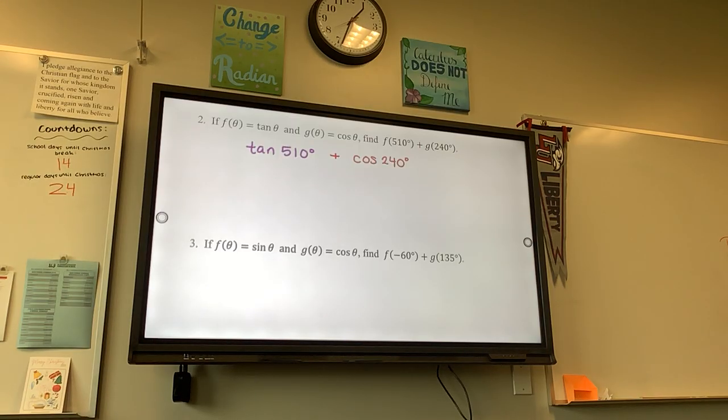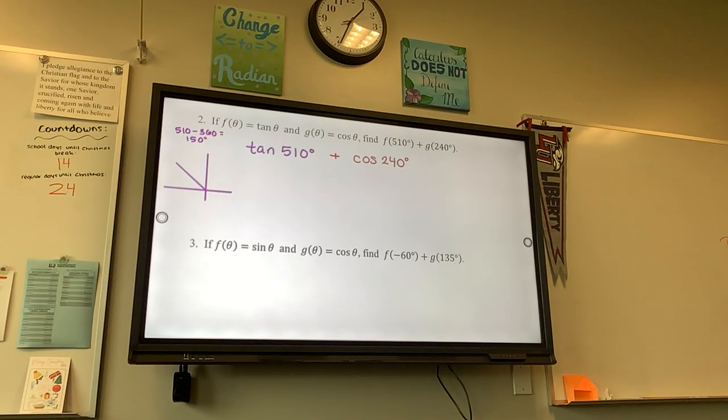Okay. All right. What do you notice about 510? Yeah, it goes all the way around. It's higher than 360. How much higher than 360 is 510? You might need a little calculator help on this. How much? 150. So if we're going an additional 150 degrees, what quadrant do I land in? Second quadrant. Very good.